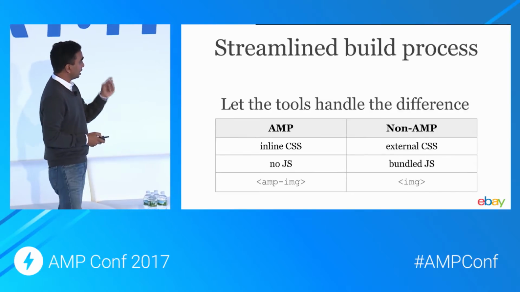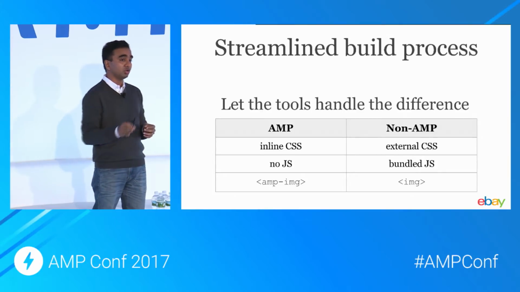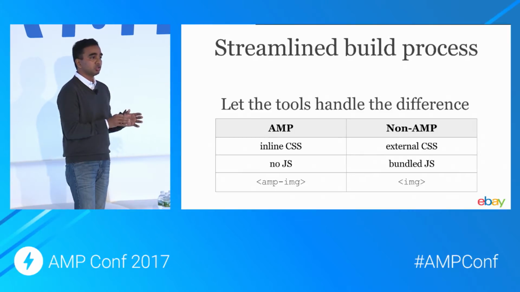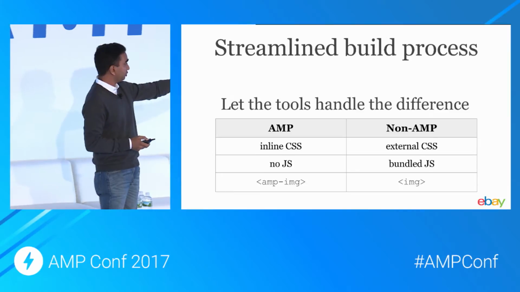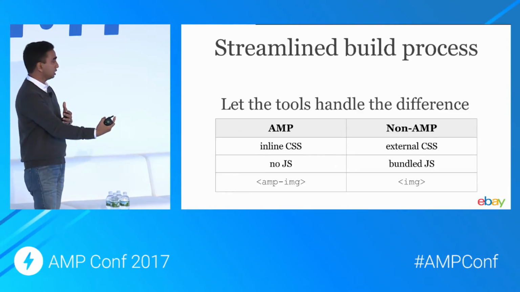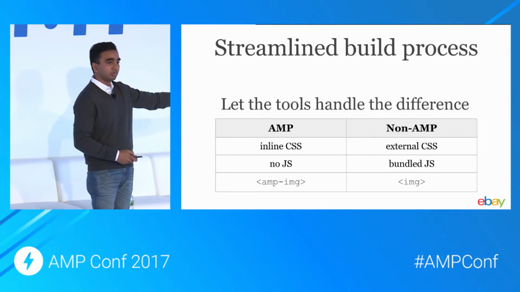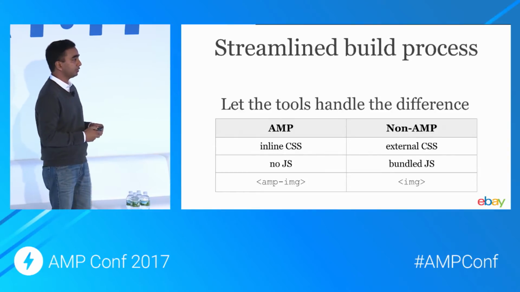And under that, we decided that the tool should handle the difference, meaning there should not be any hand-holding or manual intervention needed. The tools that we have been previously using should also be used here, which means the tools should take care of the difference between AMP and non-AMP. For example, inline CSS versus external CSS, no JavaScript versus bundled JavaScript, using the AMP image tag versus the image tag. These are just a handful that I've put here. There are a lot of other things that happen here.